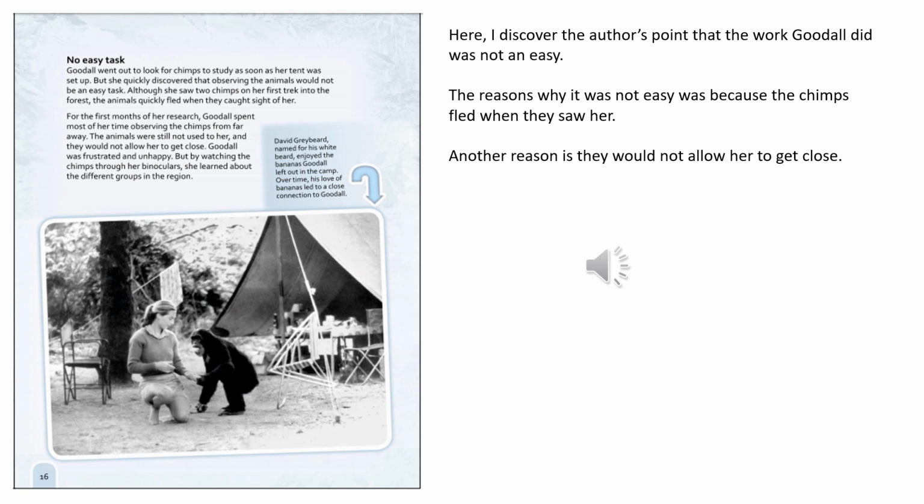Goodall was frustrated and unhappy, but by watching the chimps through her binoculars, she learned about the different groups in the region. David Graybeard, named for his white beard, enjoyed the bananas Goodall left out in the camp. Over time, his love of bananas led to a close connection to Goodall.